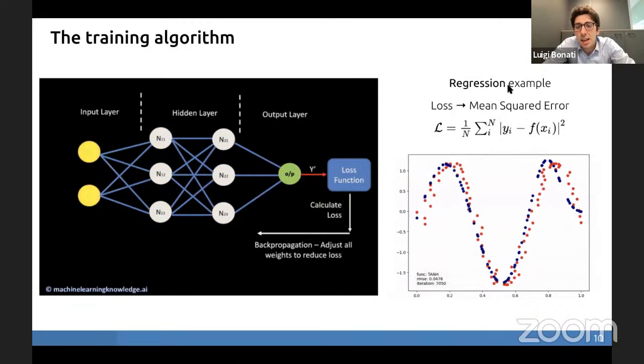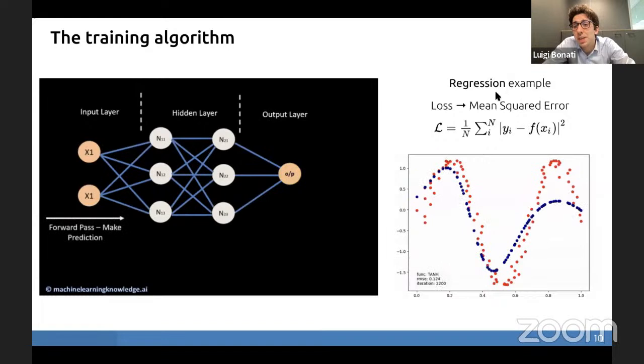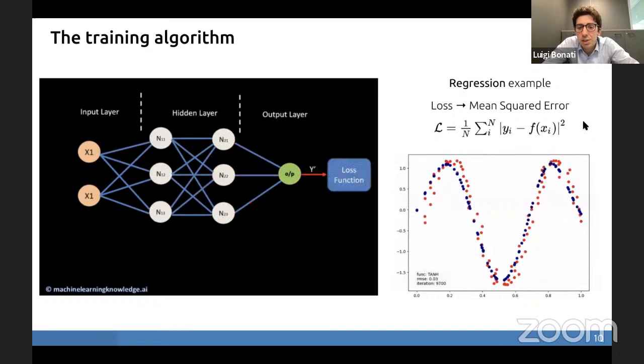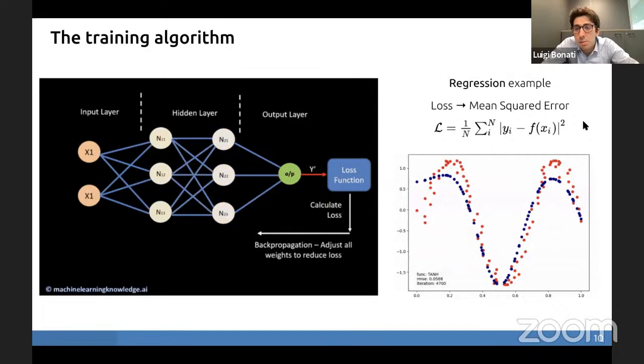One simple example, let's say we want to fit a function given some data. We could use as loss the mean square error. And as you can see in the animation here, the more iterations we train, the closer our function gets to the data.